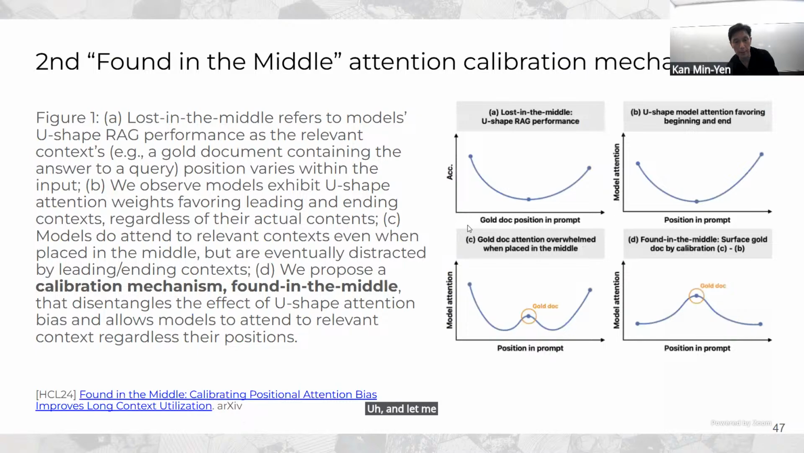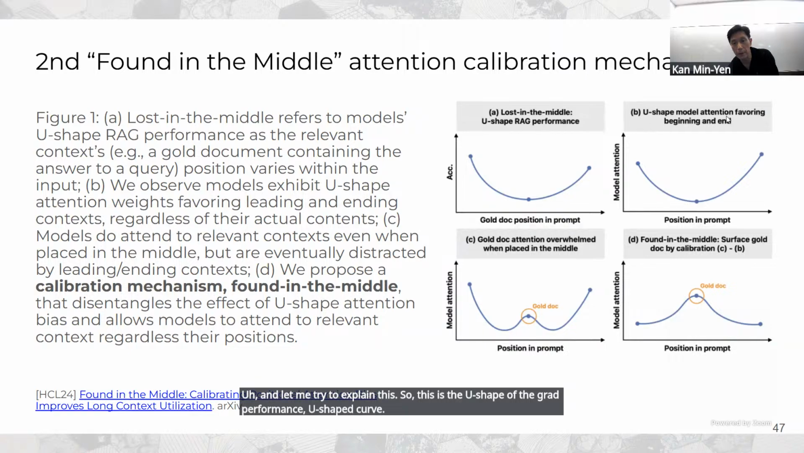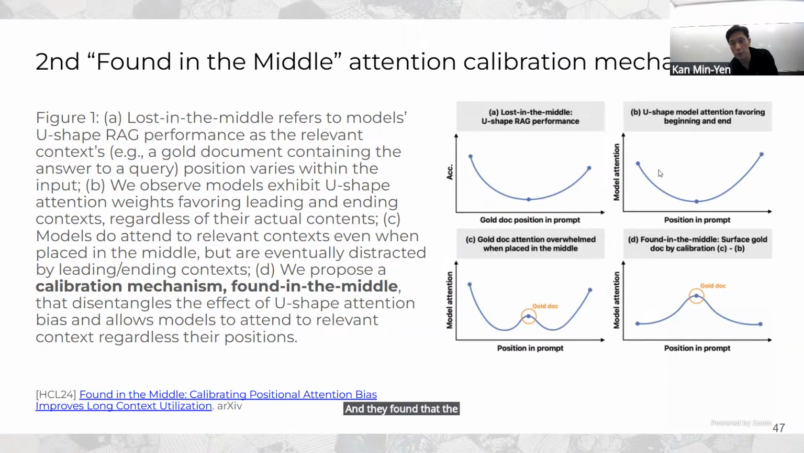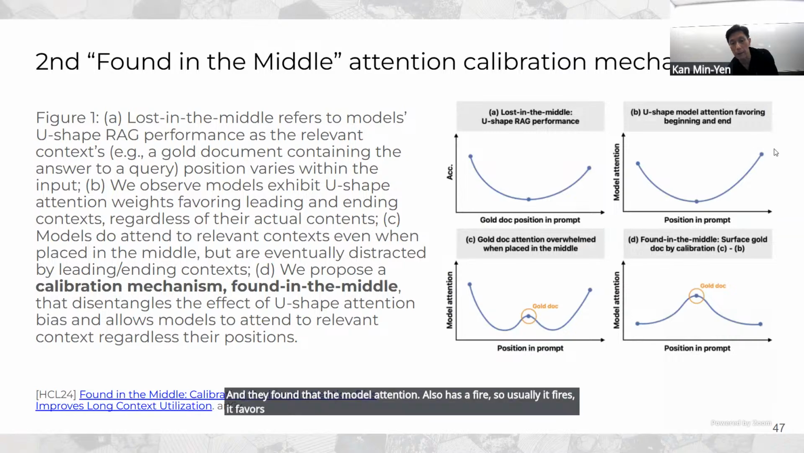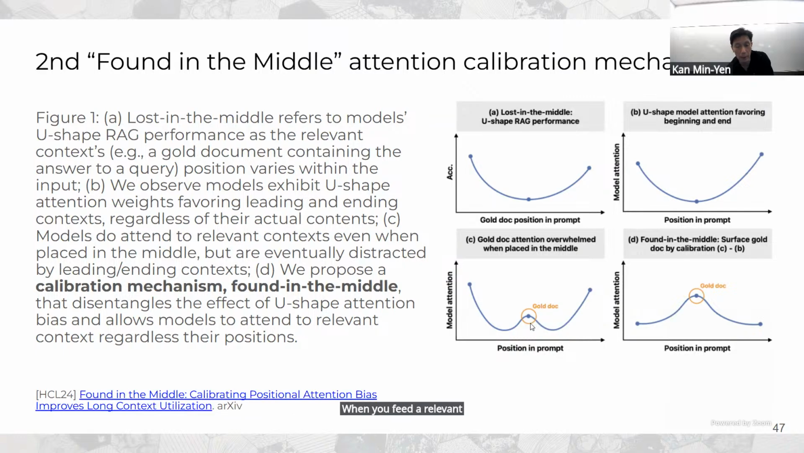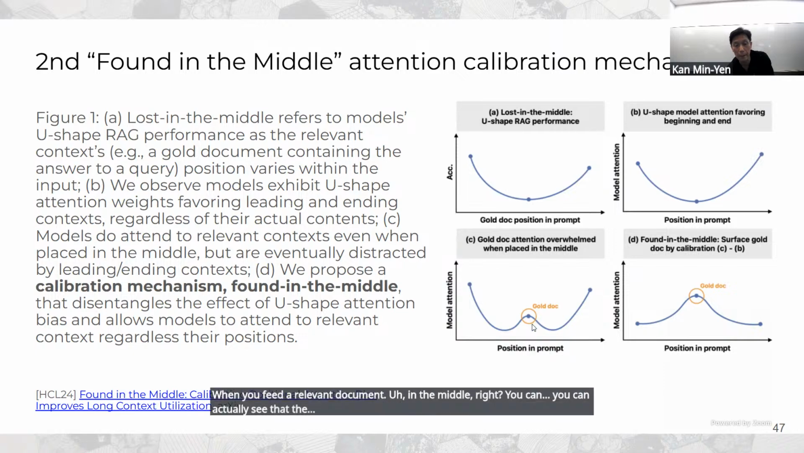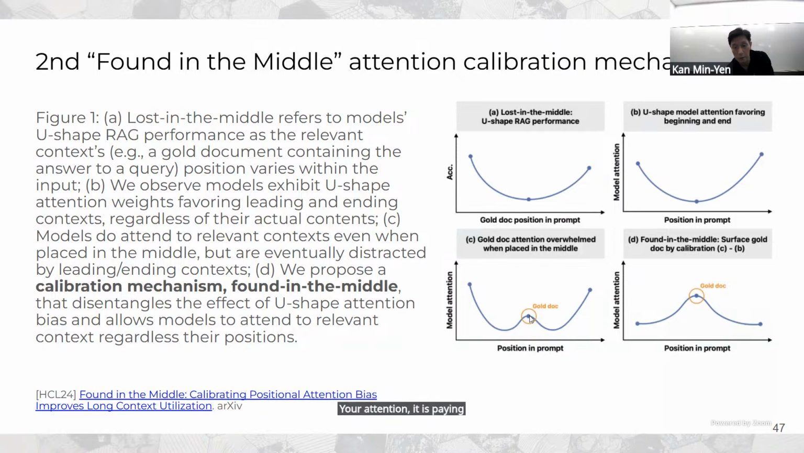And let me try to explain this. So this is the U-shape of the RAG performance, U-shaped curve. And they found that the model attention also has a bias, a U-shaped bias. It favors the beginning and end. When you feed a relevant document in the middle, you can actually see that the attention is paying some attention to this gold document. You can see the attention going up, but it's overwhelmed by the bias at the beginning and the end.